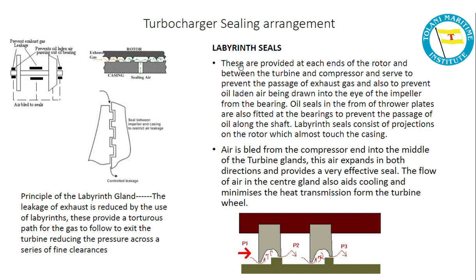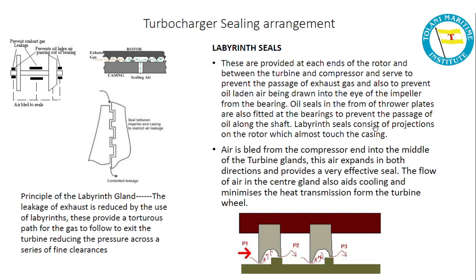Turbocharger sealing arrangement. When we talk about the sealing arrangement, we have labyrinth seals. These labyrinth seals are also found in some other places. Here you have exhaust gas, you have casing, you have sealing air. They are provided at each end of the rotor and between the turbine and compressor, and serve to prevent the passage of exhaust gas and also to prevent oil, lead and air being drawn into the eye of the impeller from the bearing. Oil seals in the form of thrower plates are also fitted at the bearing to prevent the passage of oil along the shaft.